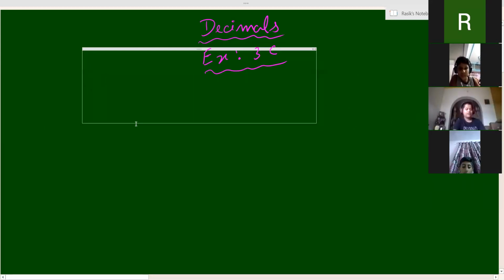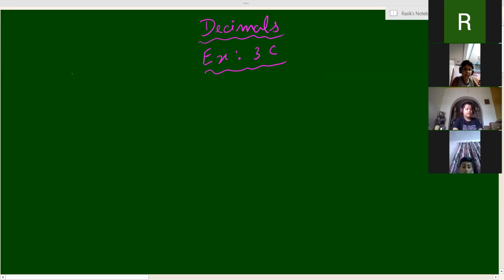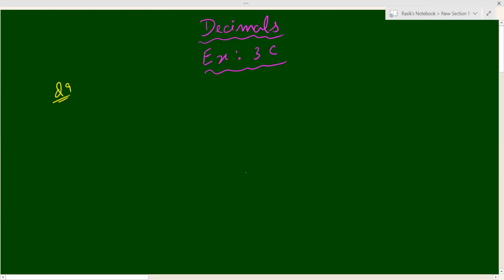So let's do the next question, which is question number 9. Sir, my wall work is complete. Very good, beta. Question 9: A bus can cover 62.5 kilometers in 1 hour. How much distance can it cover in 18 hours? Sir, it is a unitary method question.